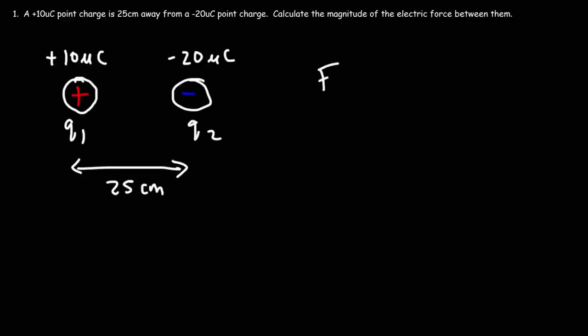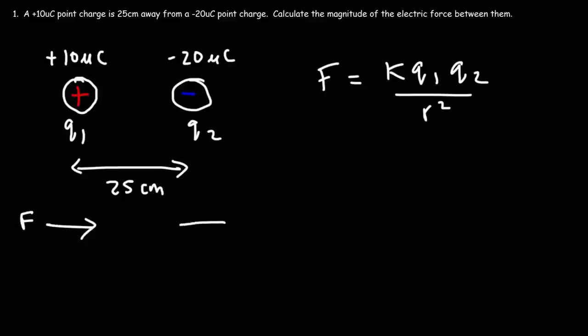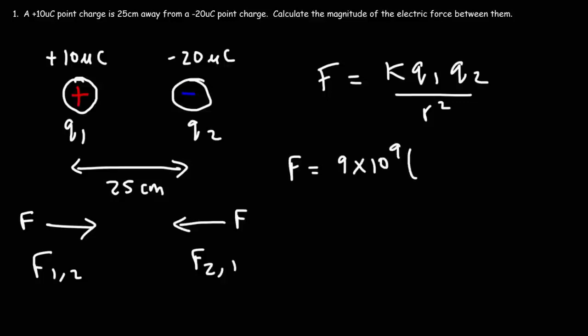So now let's calculate the force acting on the two charges. Now keep in mind, since we're dealing with opposite charges, these two will feel a force of attraction. So these two forces will be equal in magnitude. The force that is acting on charge 1 due to charge 2, you can call it F1,2. The force that is acting on charge 2 due to charge 1, you can call it F2,1. But for this problem, they're exactly the same. Now, the proportionality constant K is 9 times 10 to the 9.